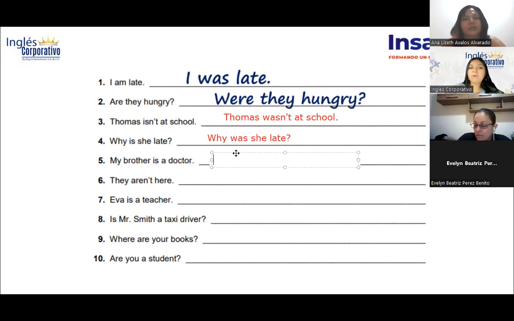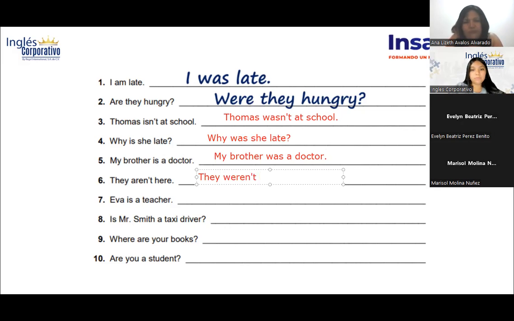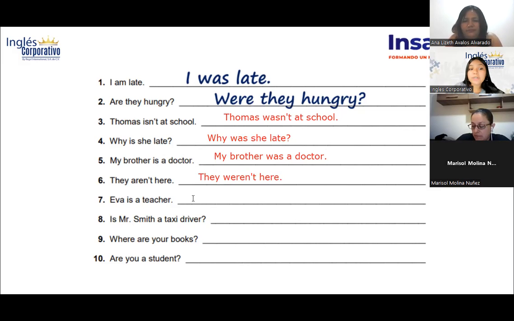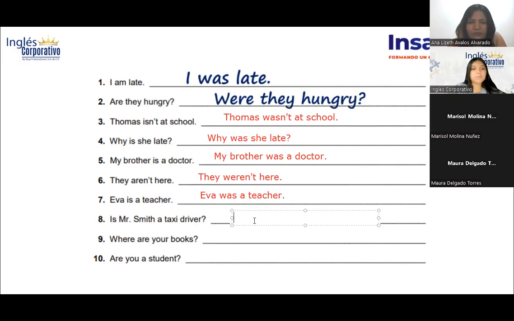And number five. My brother was a doctor. Perfect. Number six. They aren't here. They weren't here. Number seven. Eva is a teacher. Eva was a teacher. Number eight. Is Mr. Smith a taxi driver? Was Mr. Smith a taxi driver? Very good. Yes. Number nine.